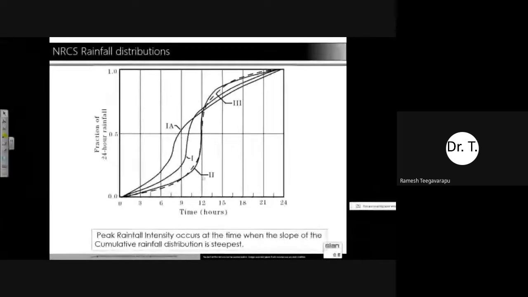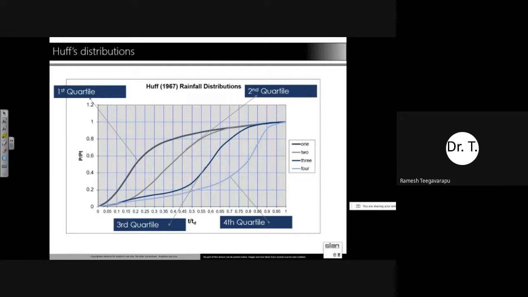And you can see that the maximum intensity typically occurs in the middle of the storm for some of the distributions. Wherever the slope of the line is steepest, that's where you can expect a sudden increase in your rainfall amounts. Most of these distributions are either early peaking or central peaking, indicating that you might have a good amount of rainfall in the early part of the storm, and that might also affect your peak discharges. Then we have another distribution which is commonly used.